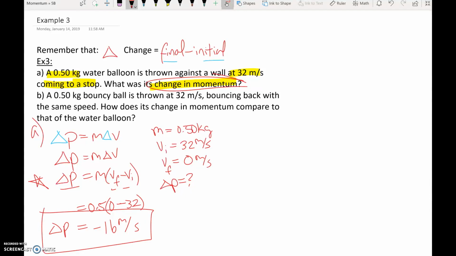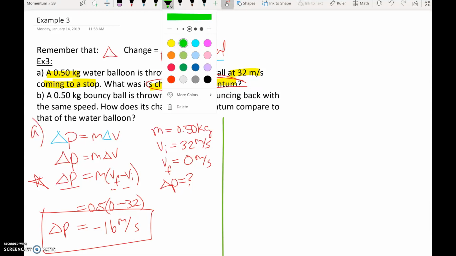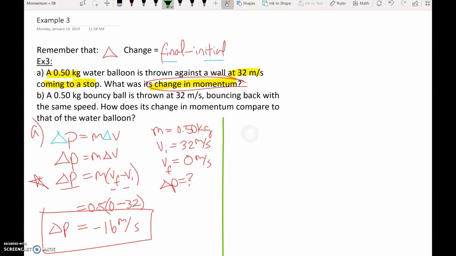Now B is a little bit different. Let's take a read through on that. The green pen. We're going to go ahead, change the color here. There we go. So in this case, it's the same ball, and it's still being thrown at 32 meters per second. The difference here is that it is bouncing back with the same speed. How does this change in momentum compare to that of the water balloon?